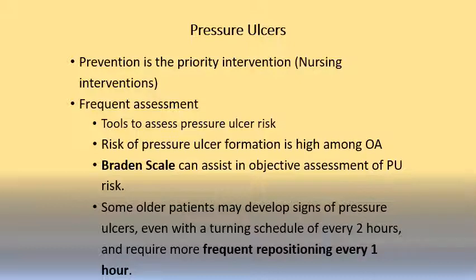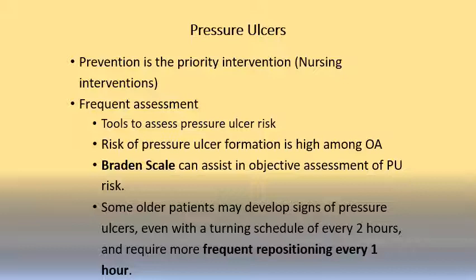So prevention is a priority, and it all depends on nursing intervention. So frequent assessment is very important. We have a lot of tools to assess pressure ulcer risk, and the risk for pressure ulcer formation is very high among older adults, and that's why we need to use tools to assess pressure ulcers, such as the Braden scale, and reassessing them on a daily basis is very important, or even every shift.